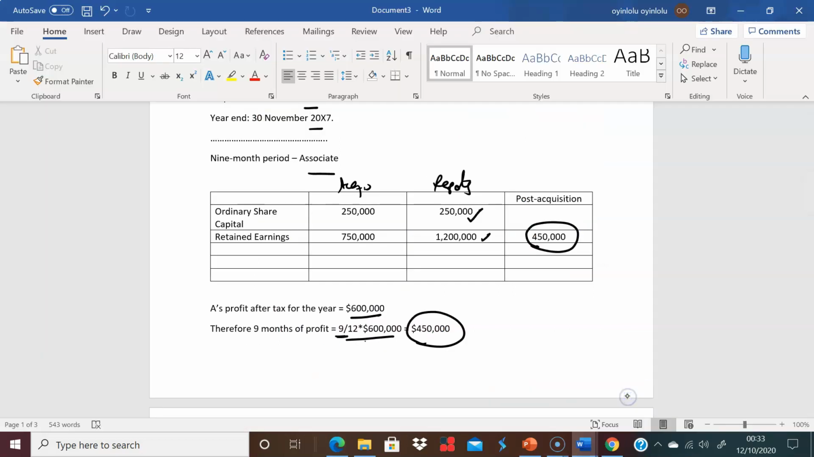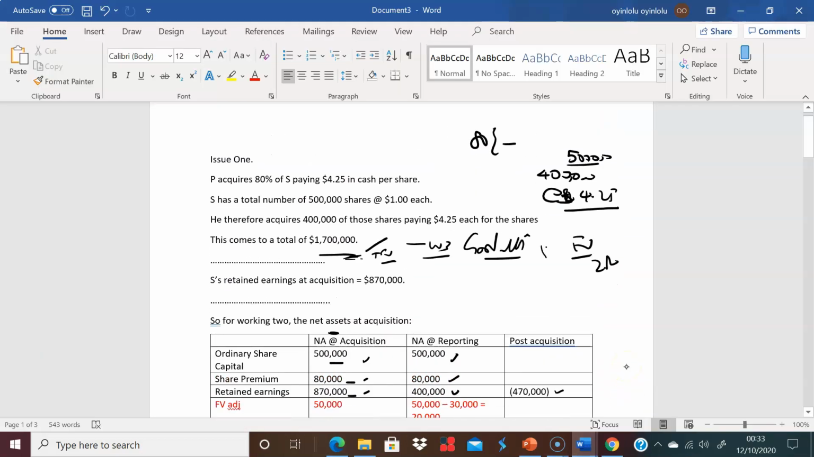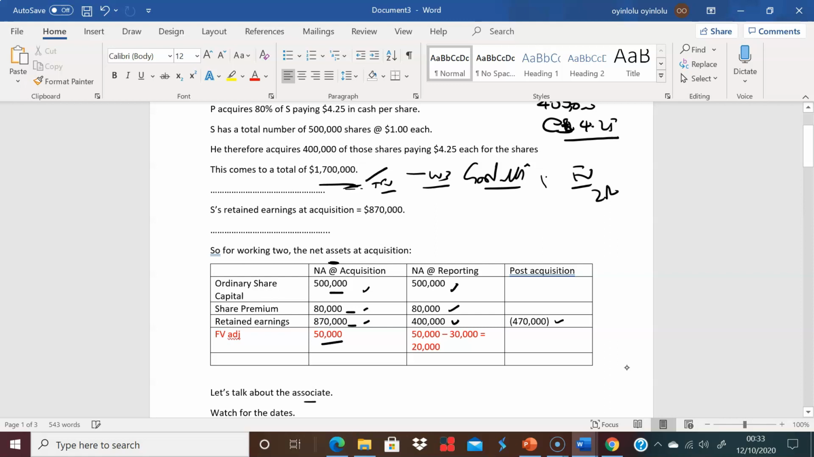So you nicely go into your working 2. You plunk your 50,000 in there. You can see I put it in red just to make it stand out a little. 50,000.